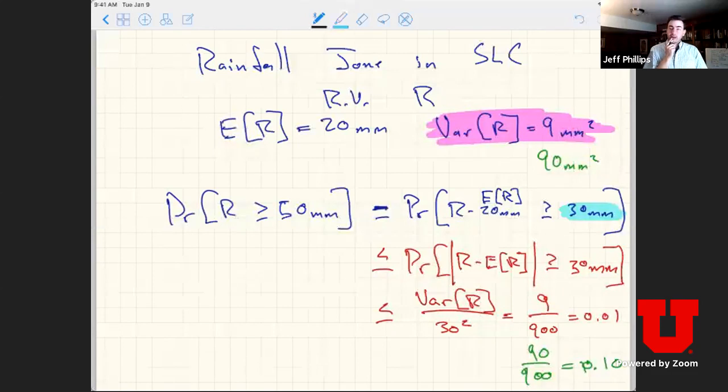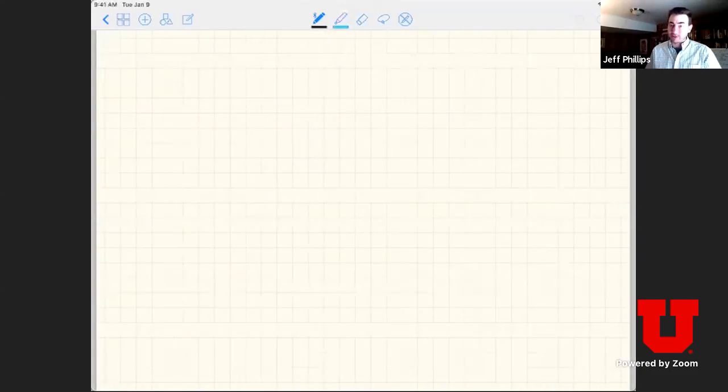Okay, so I want to do one more important observation about the Chebyshev inequality that I could not do with the Markov inequality. This gets back to our concentration of measure and the central limit theorem. Now let's say I have random variables x1, x2, up to xn.